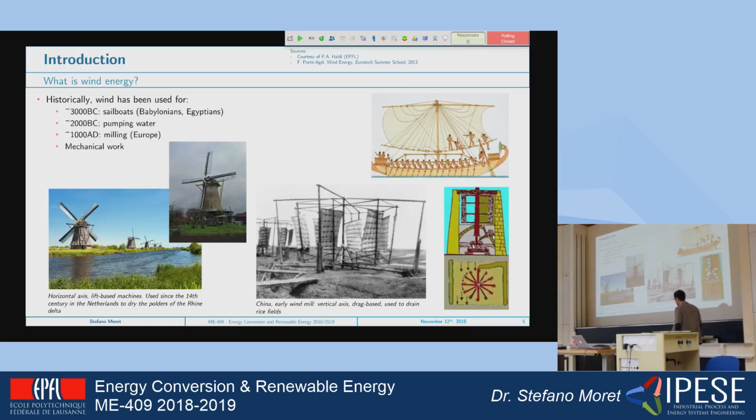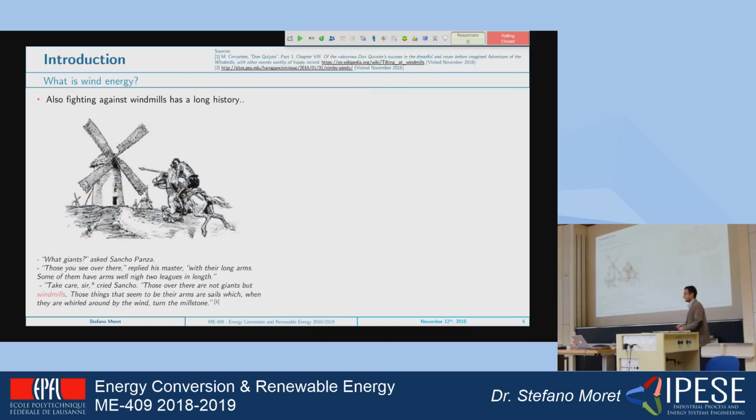Wind energy had its first major development during the Middle Ages in the Netherlands, to dry the polders with the windmills that you have there. And fighting against windmills also has historical roots. You might remember from Don Quixote, which I cite here, the scene in which he fights against windmills thinking that they are giants. And then Sancho tells him that is not really the case. So this was happening in the 1600s, in one of the key books of literature.